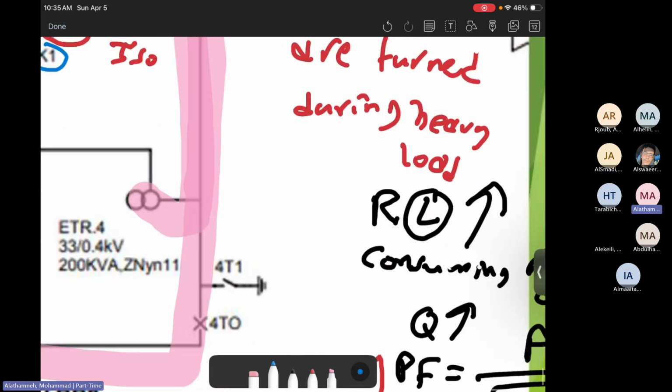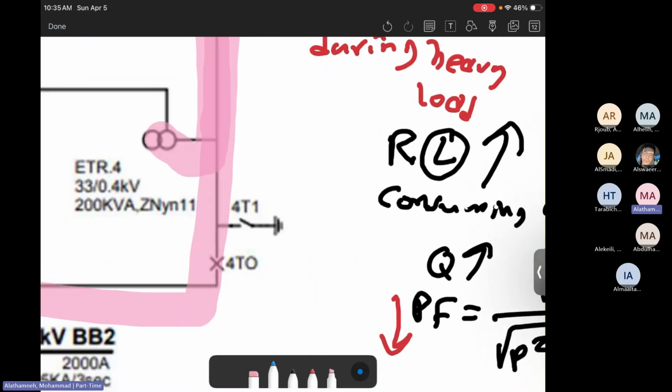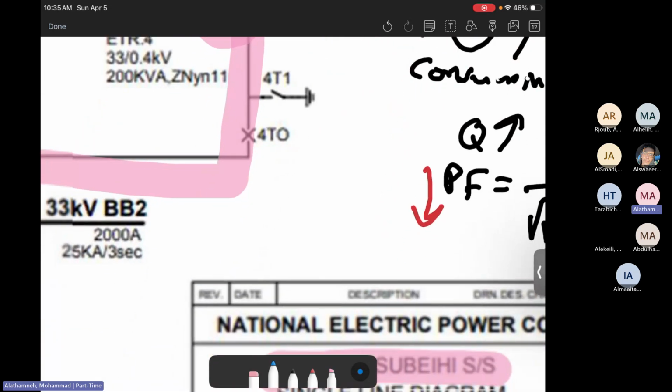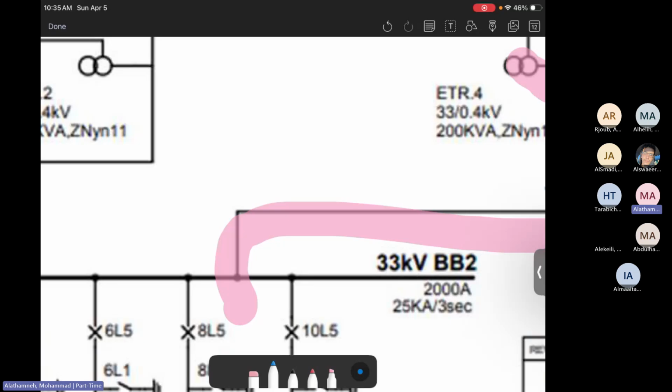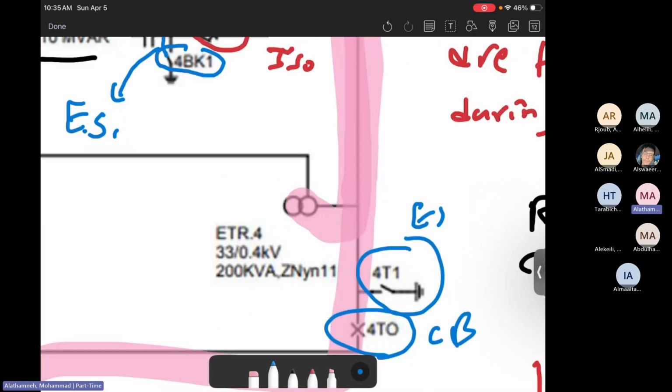Now let's keep going, moving here. Before going left, let's keep going down. There is 4T1. This is the earth switch, 4T0. This is called the circuit breaker. Then it will go toward the bus bar, 33 kilovolts. Now, the other thing that we skipped, let me go back here, is a transformer called ETR.